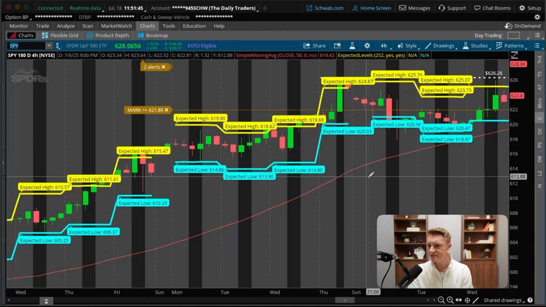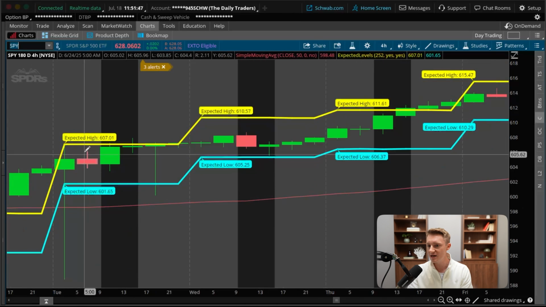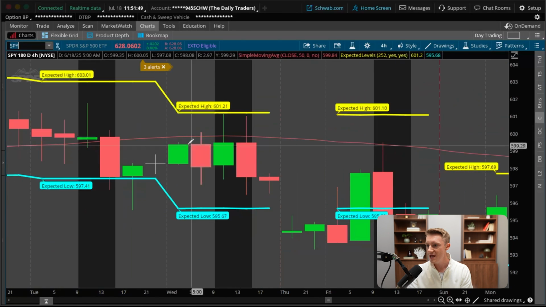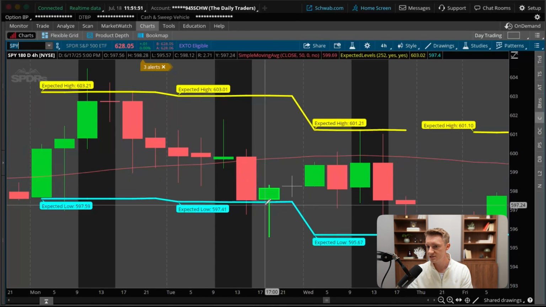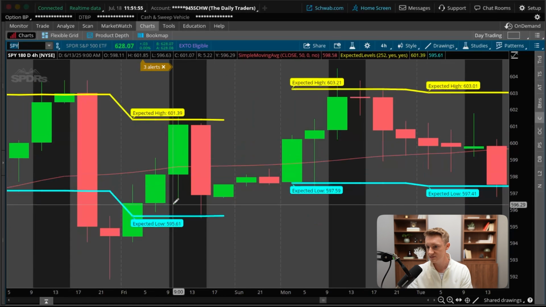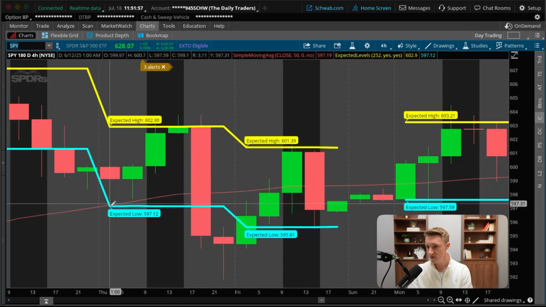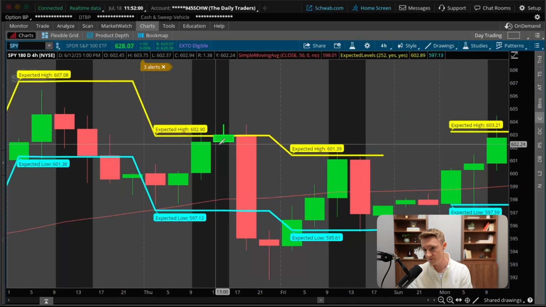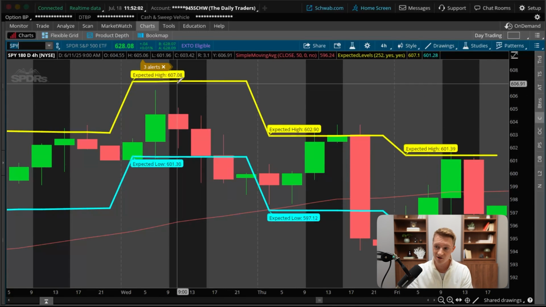Now, you can see most days on SPY, we are either going to be hitting that expected high or expected low, if not both, okay? Expected low was hit on this day. This day we hit our expected low, expected high. This day we hit our expected low, expected high. Didn't hit our expected low this day, but we hit our expected high. We hit our expected low this day, but not our expected high.